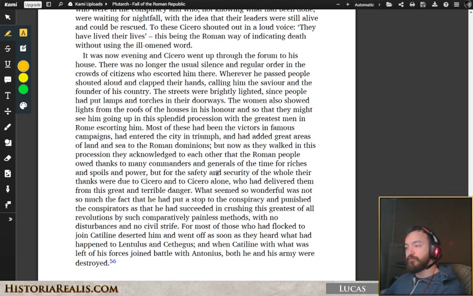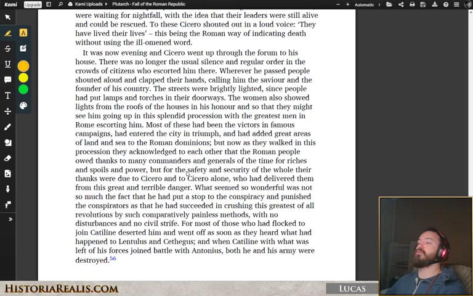What seemed so wonderful was not so much the fact that he had put a stop to the conspiracy and punished the conspirators, as that he had succeeded in crushing this greatest of all revolutions by such comparatively painless methods, with no disturbances and no civil strife. For most of those who had flocked to join Catiline deserted him and went off as soon as they heard what had happened to Lentulus and Cethegus, and when Catiline, with what was left of his forces, joined battle with Antonius, both he and his army were destroyed.